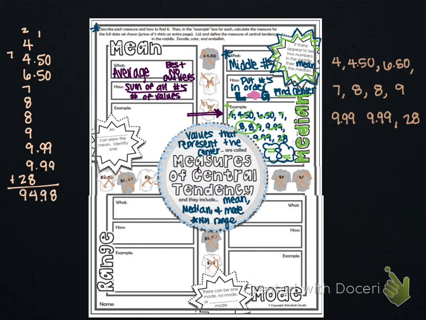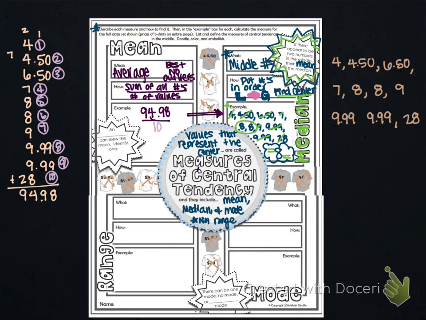Okay, so I got 94.98. So that's going to go on top, and then we're going to divide it by the number of values there were. So there's 1, 2, 3, 4, 5, 6. And you don't have to write this out every time. I'm just giving you a visual of what I'm doing. 9, 10. So there are 10 values, so you're dividing by 10. So 94.98 divided by 10, that's just moving one decimal over.